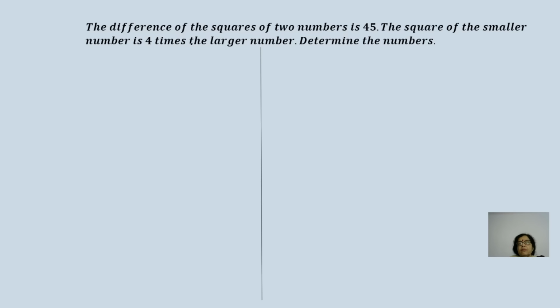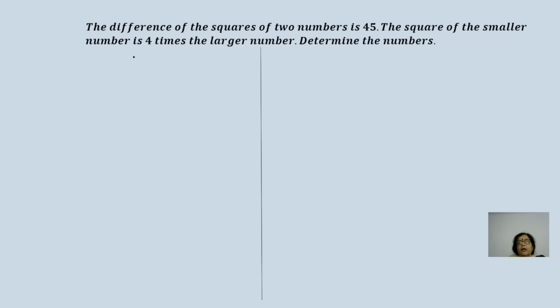Moving on, the difference of the squares of two numbers is 45. The square of the smaller number is 4 times the larger number. Determine the numbers. The difference of the squares of two numbers is 45. And then the second statement that is very important, the square of the smaller number is 4 times the larger number.